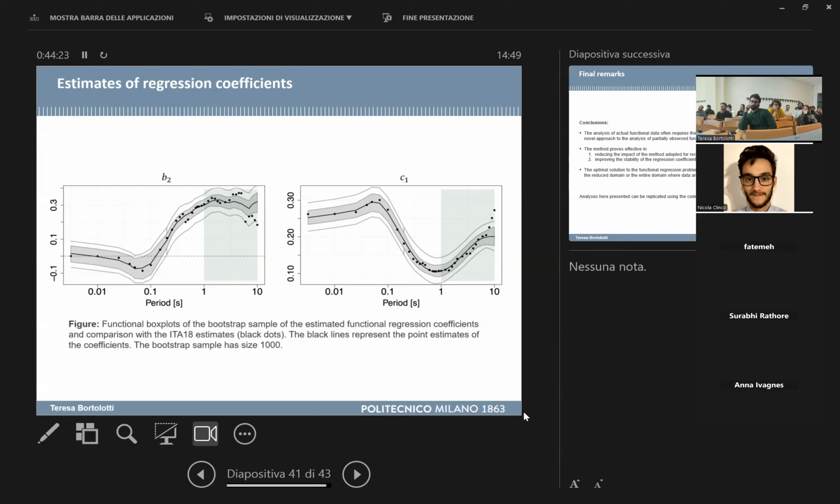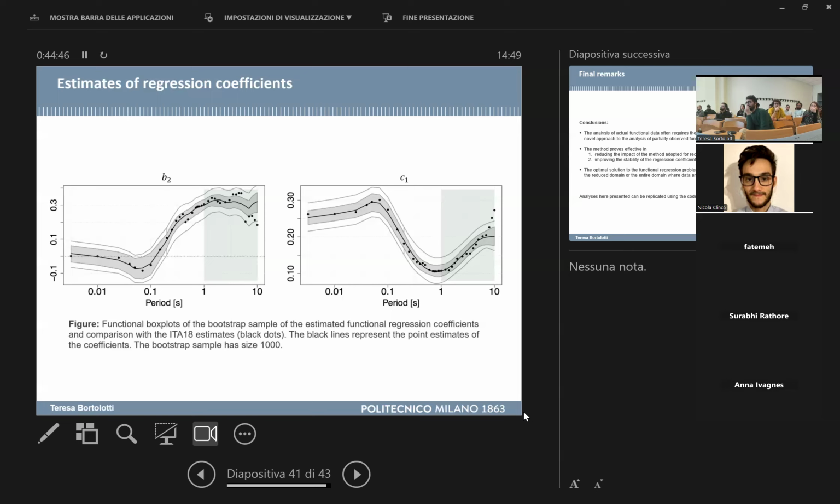And the thing that the system of weights is doing is that it is regularizing the resulting estimate in the last part of the domain, so at long periods, which is also where we have the least observations. And this is happening also for this other coefficient, but it's actually happening for all coefficients. I just didn't have space to show you all.